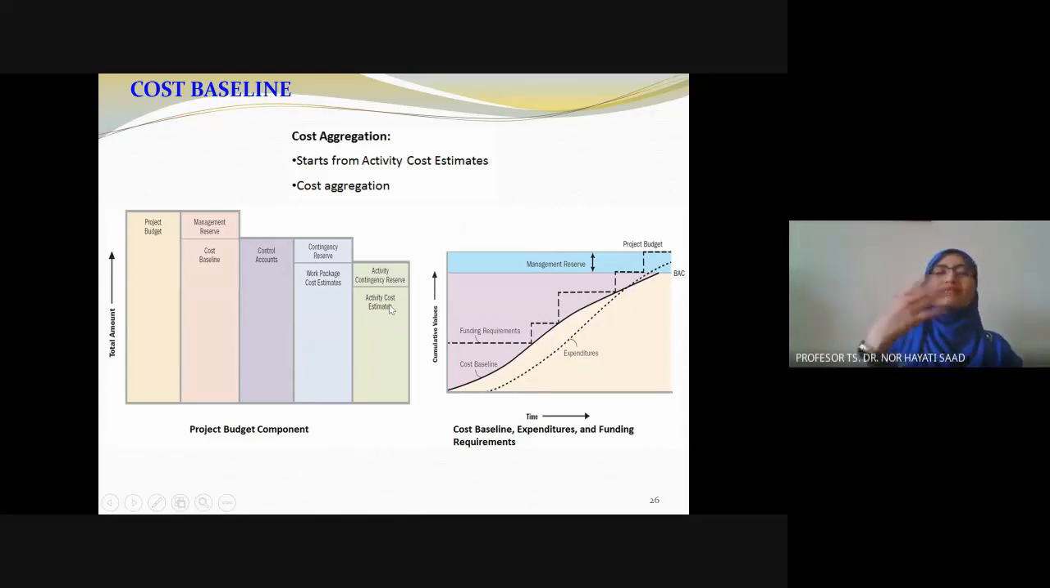So have a look here. Previously we had 3 steps. We have the cost management plan. We do the cost estimate. The moment we are able to estimate the cost for the resources, then we can do budgeting. Now we are doing budgeting to get the cost baseline. You see, the activity cost estimates.